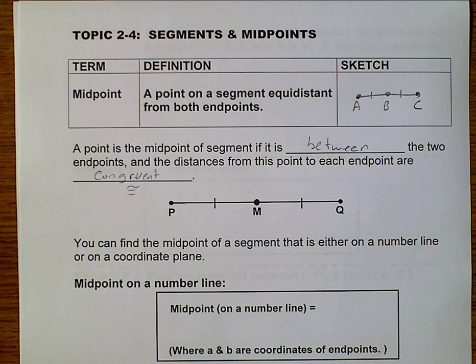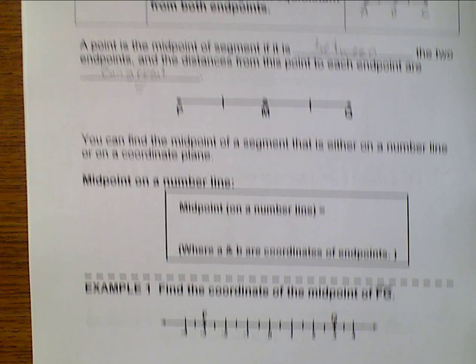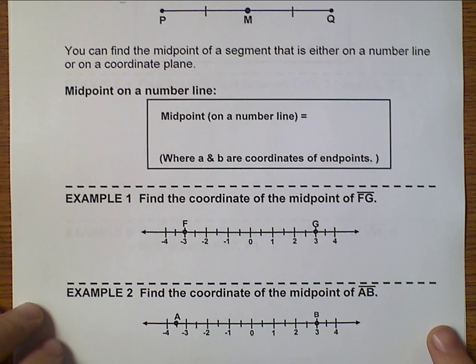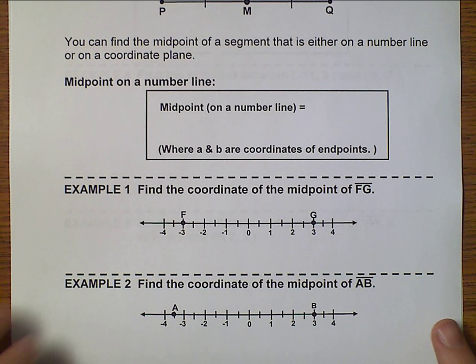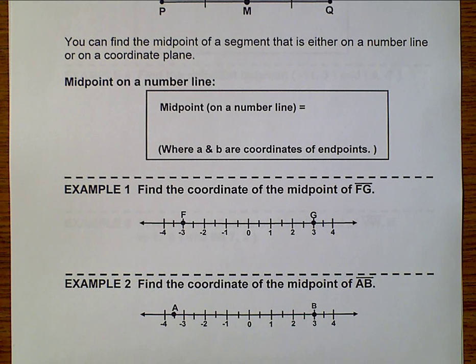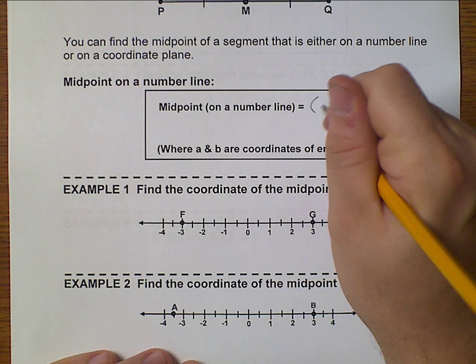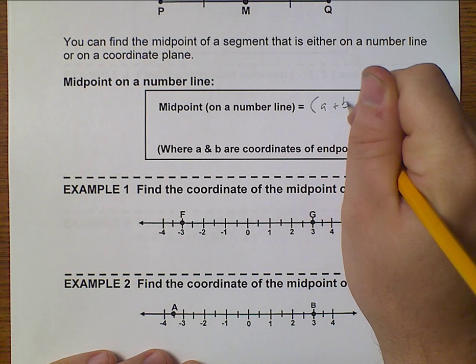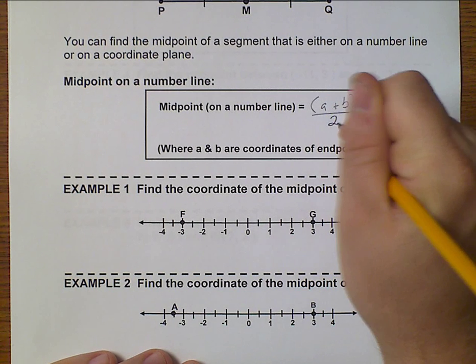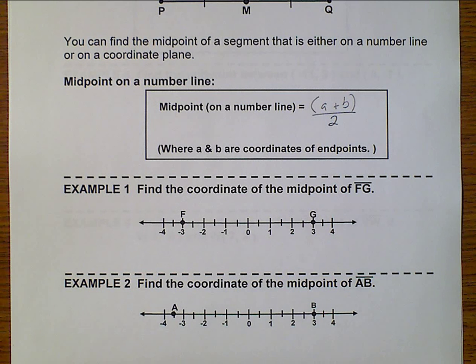Now, we can find the midpoint of a segment on either a number line or a coordinate plane. Let's go ahead and do number lines first. The formula is quite simple. It's just A plus B over 2, where A and B are the coordinates of our endpoints. So let's take a look.